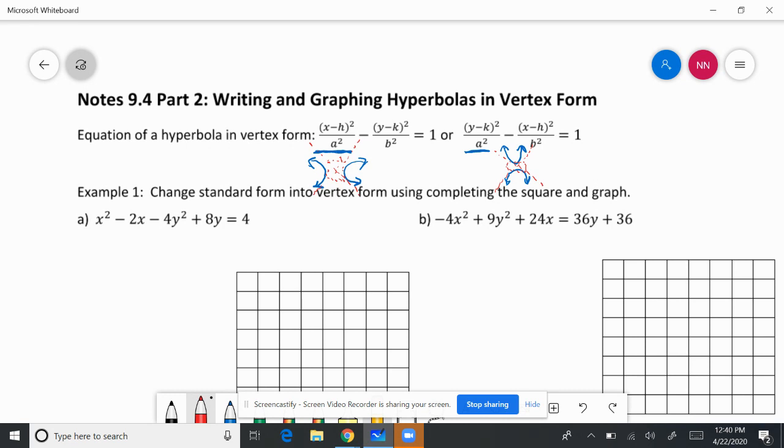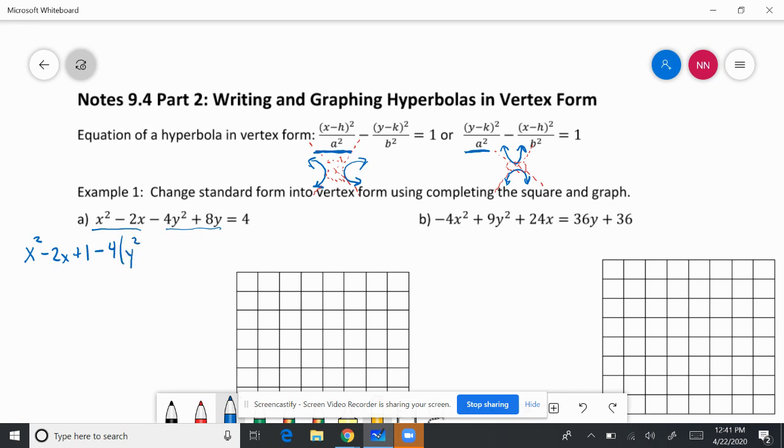Now, before we graph the hyperbolas, we're going to be writing them in vertex form. This is similar to what we did yesterday. We're going to look at the x's, we're going to look at the y's, we're going to see if there's anything that we need to factor. So with the x's, we're going to find our new c value. So we're going to take the -2, divide it by 2 and square it, and we get 1. For the y's, we're going to factor out a -4.